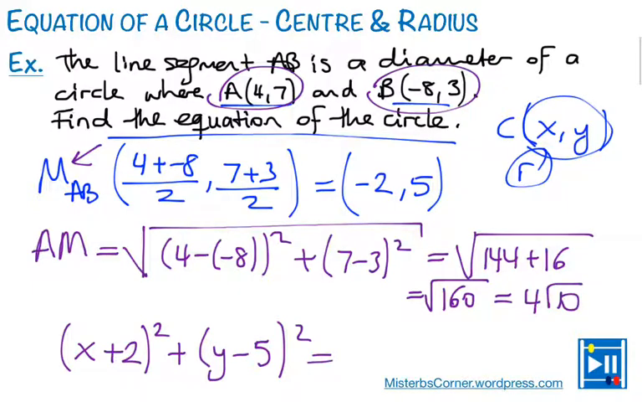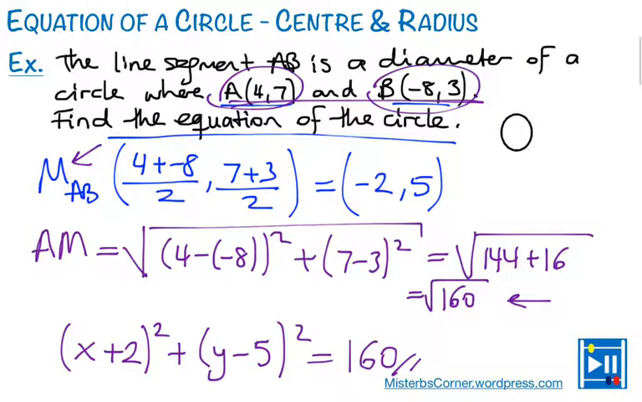Which can be simplified as 4 root 10. Now, just because I'm going to be writing r squared here, I don't need to simplify to 4 root 10. I'll keep it like this because when I take the square of this, I'm going to end up with 160, and I'll just write it here because I have to write the square of r. So this is my circle equation given the diameter coordinates.